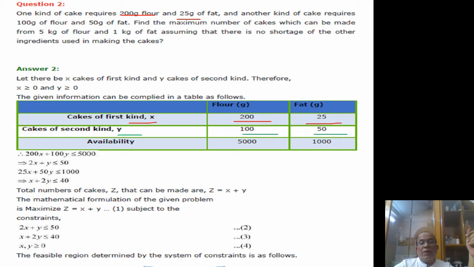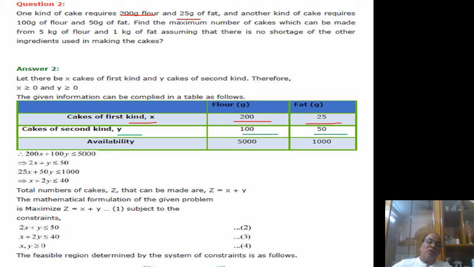So what would be our inequation? 200x plus 100y should be equal or less than 5000 grams, because we cannot use more than 5000 grams, because only 5000 grams of flour are available to us. Similarly, for the fat column, 25x plus 50y should be equal or less than 1000.